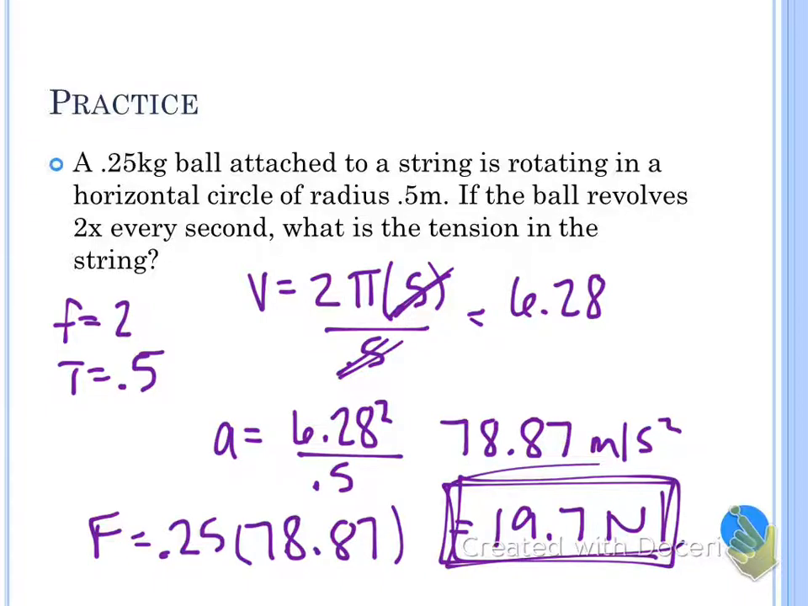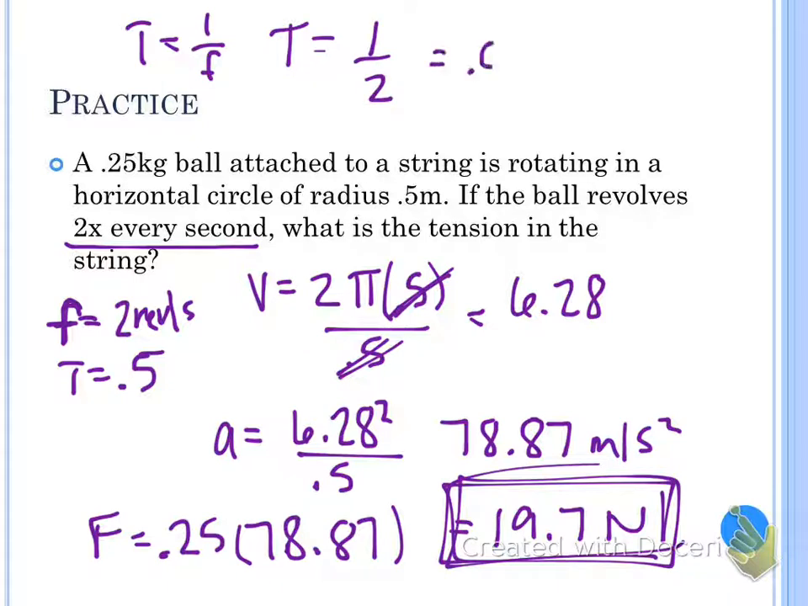Okay. How is it 0.5 again? Which one, the radius or the frequency? So the period. Frequency is 2 times every second, so that's 2 revolutions per second. So T equals 1 over F. Okay, so that means T would equal 1 over 2, which is 0.5.